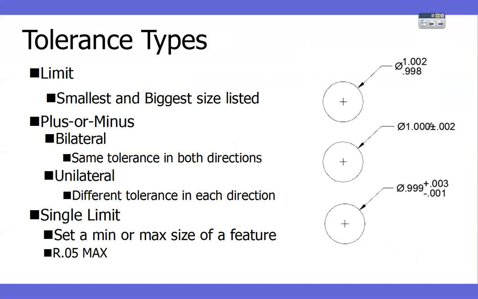Okay, the limits, just give top and bottom. Bilateral, the same tolerance both directions. Unilateral, different tolerances each direction. We also have what's called a single limit.